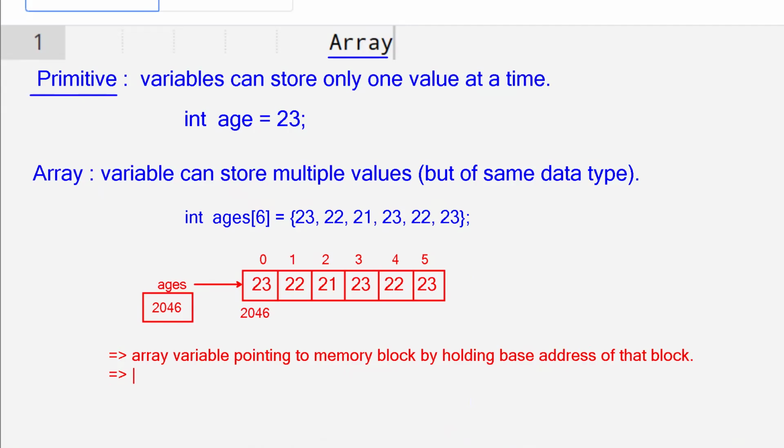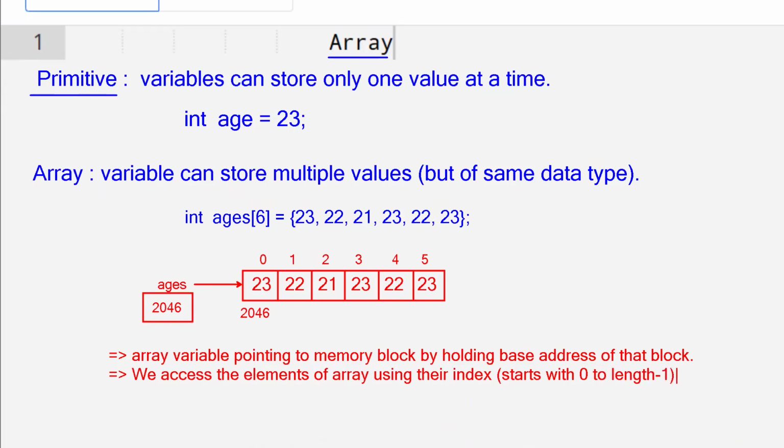Second one is we access the elements of the array using their index. Starts with 0 to length minus 1. Total length, suppose 6 elements are there, 6 minus 1 is 5. It's the last one. This is called index. And this is called base address. How to access elements one by one, I'll explain. Please do this. Write down, everyone.